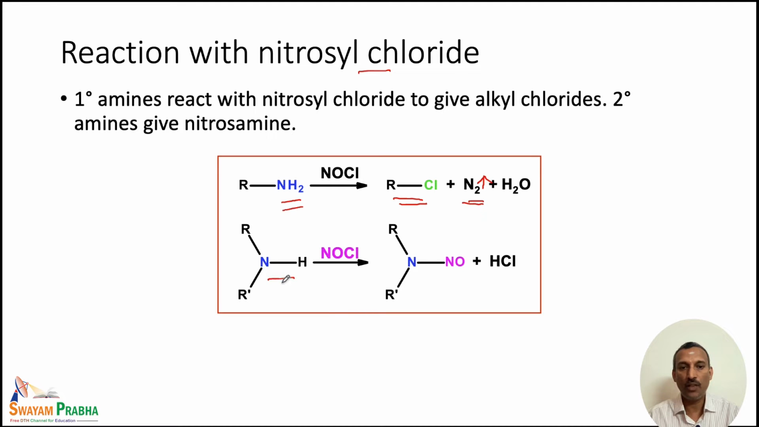And if we treat a secondary amine with nitrosyl chloride, we end up with the N-nitroso derivative. That is, the N-nitroso amine is formed as the main product. So these are the two types of reactions. The primary amine gives the alkyl halide, whereas the secondary amine gives the N-nitroso derivative when reacted with nitrosyl chloride.